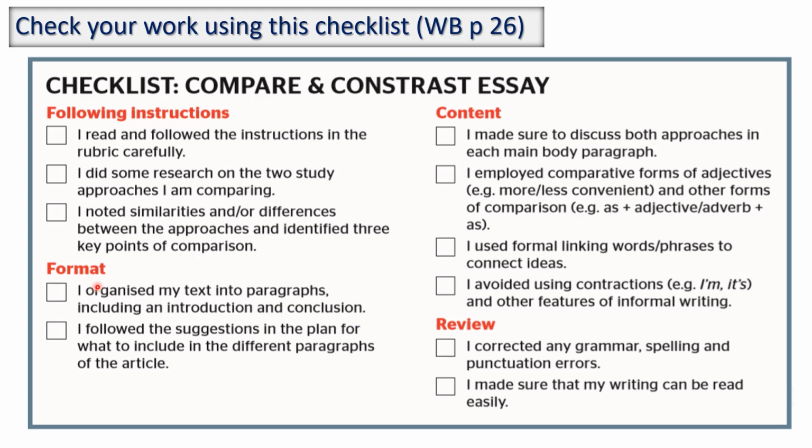Okay, as for the format, the organization of the essay, I organized my text into paragraphs, including an introduction and conclusion. I followed the suggestions in the plan for what to include in the different paragraphs of the article. As for the content, I made sure to discuss both approaches in each main body paragraph. I employed comparative forms of adjectives, using more or less convenient, for example, and other forms of comparison, such as plus adjective or adverb, and as.